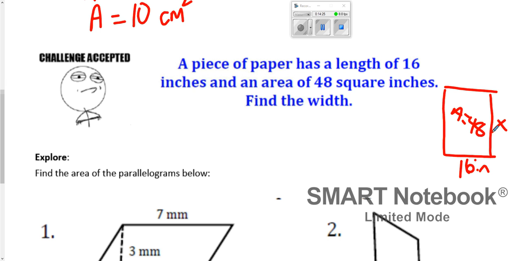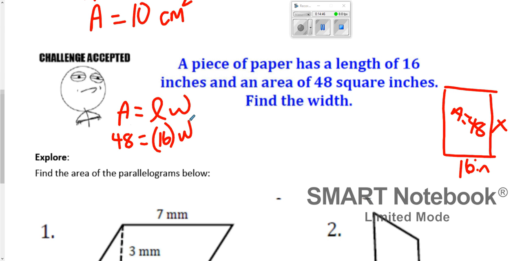This is where I can use the formula. Area equals length times width. Now I'm going to substitute. I know the area. The area is 48. And I know the length, 16. I don't know the width. So now this is just an equation I have to solve. In order to figure out what W is, I need to get it by itself, so I need to get rid of that 16.